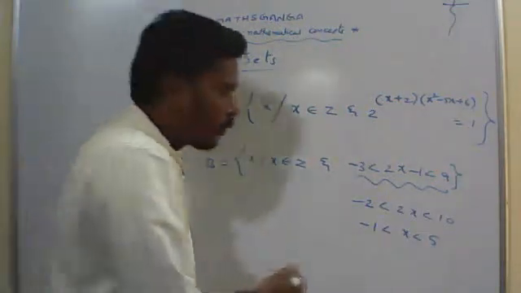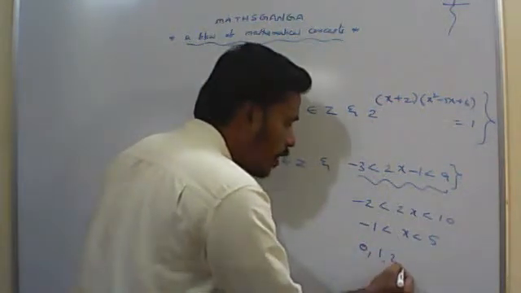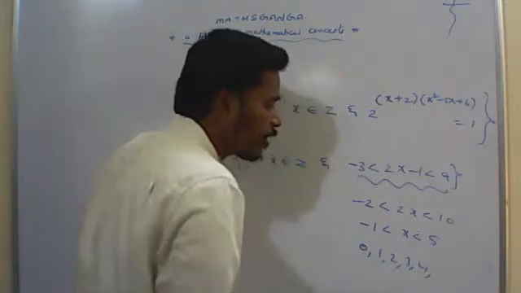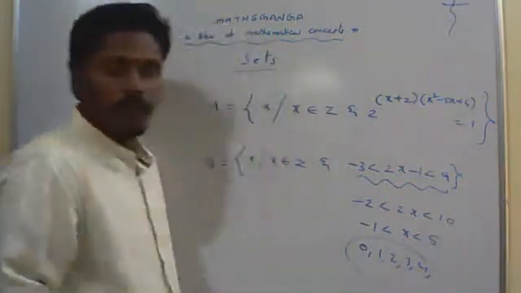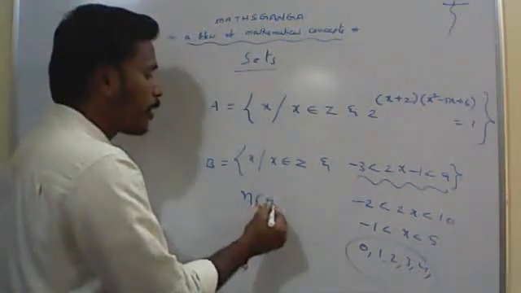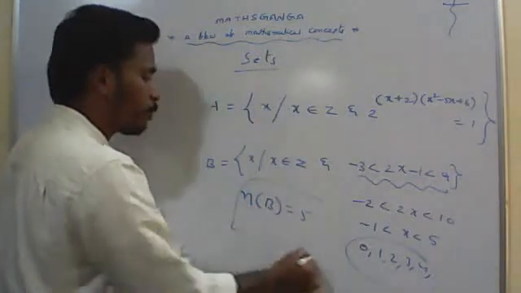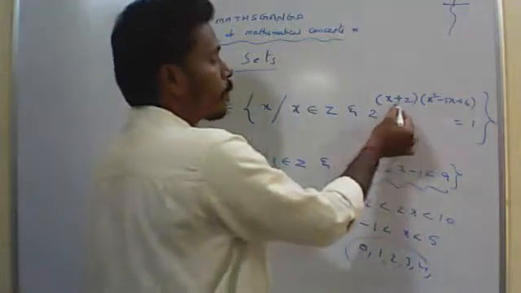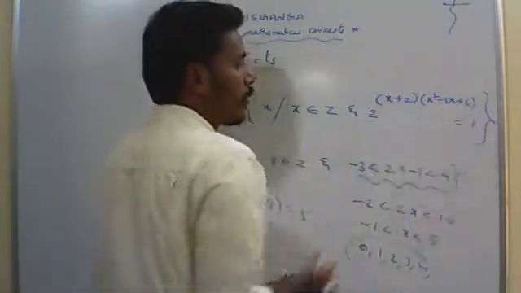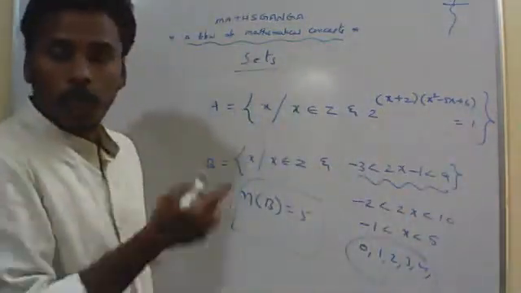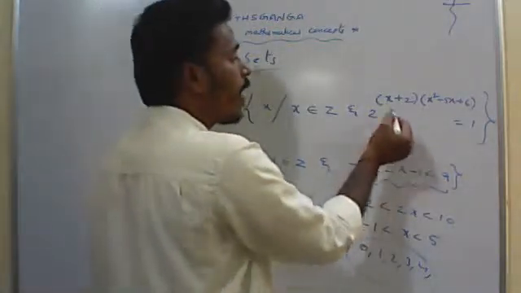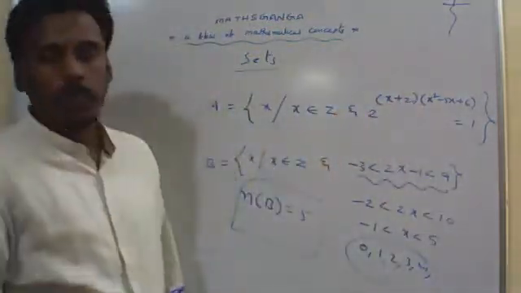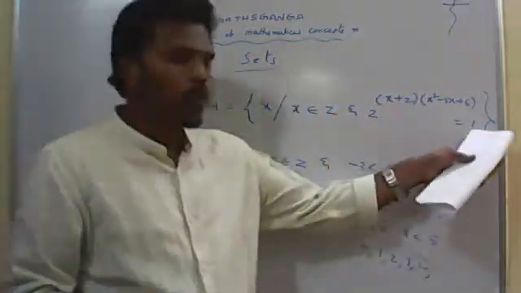Then what are the possibilities of x here? 0, 1, 2, 3, 4. These are the possibilities of x. So totally there are 5. So the number of elements in set B is 5. Then coming to set A: 2 power x plus 2 into x square minus 5x plus 6 is equal to 1. To count the number of elements, we need to find the values of x which satisfy this equation.